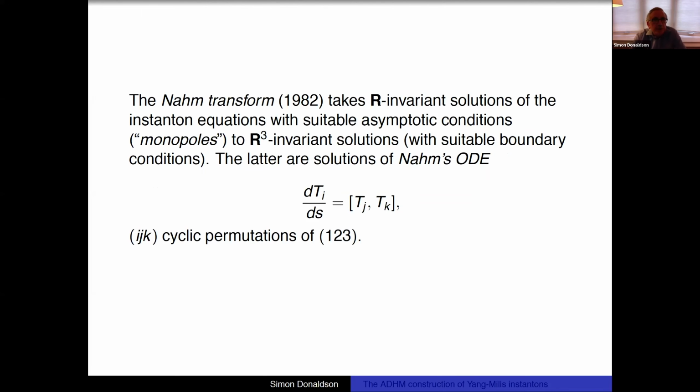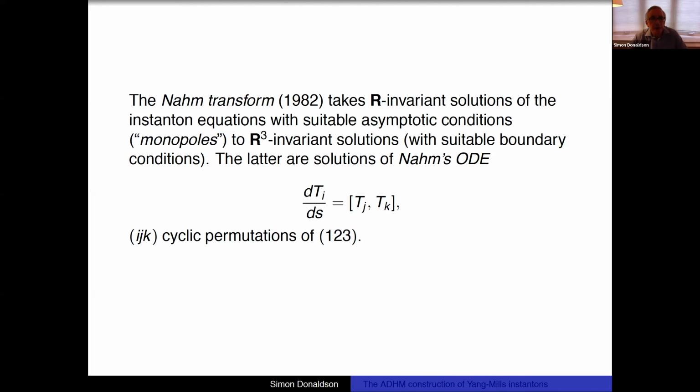Another development from the same time is the important work of Fourier-Nahm in the early 80s. We look at what are called monopoles, which are the solutions of the instanton equations which are invariant under translations in one direction. So they can be expressed in terms of the solutions of some equations over R3. And one studies those with suitable asymptotic conditions at infinity.